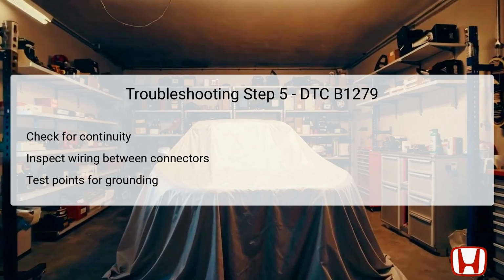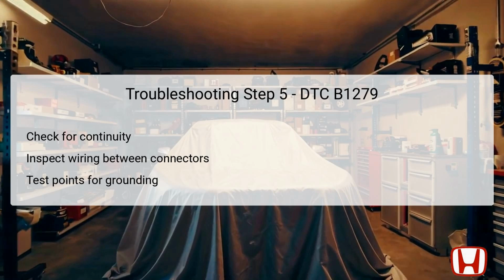In the fifth and final troubleshooting step for DTC B1279, continuity checks are essential to confirm whether the wiring to the passing switch and headlight high switch is intact. Again, ensure the vehicle is set to off or lock mode when beginning this process, disconnecting both the combination light switch 12P connector and the body control module connector A, 66P.